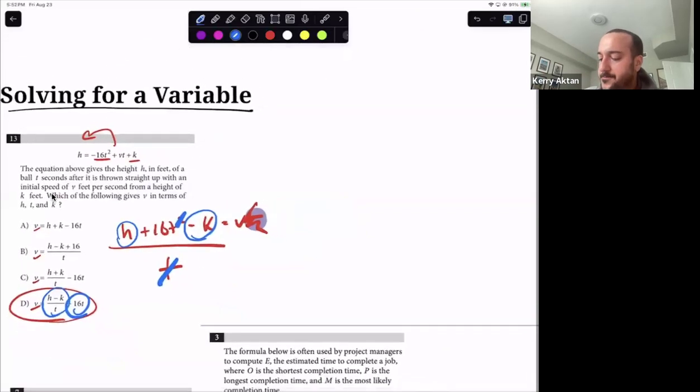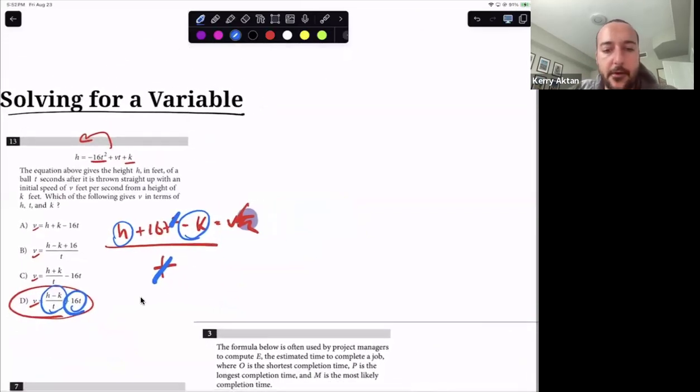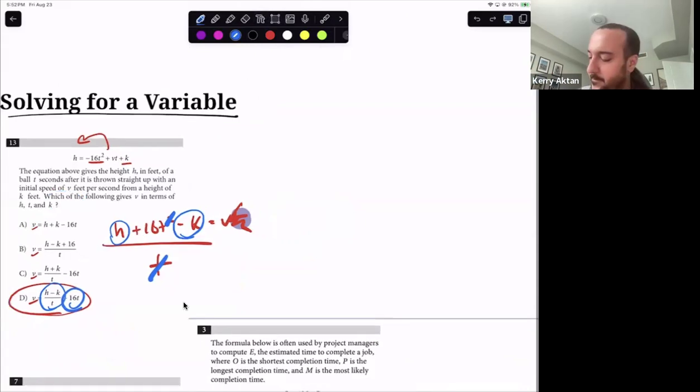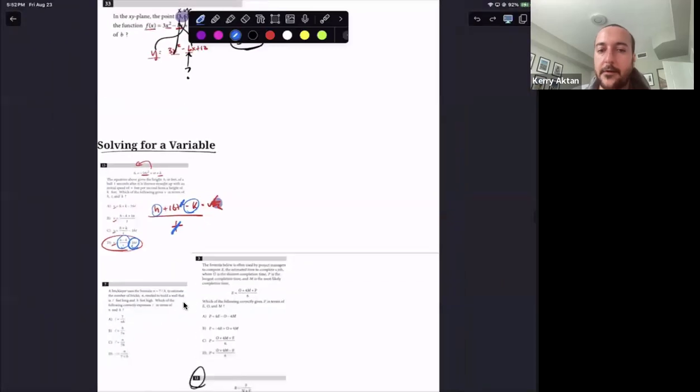So on the test tomorrow, your job is to get that variable alone. And you know what? Sometimes I do get lost on these questions, especially the hard ones. But then I reroute. I just try a different way, and I let the answer choices kind of lead me, right? I follow them. Okay, that's enough of solving for a variable.